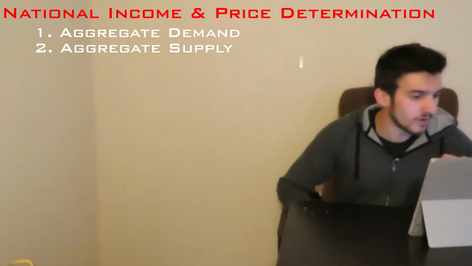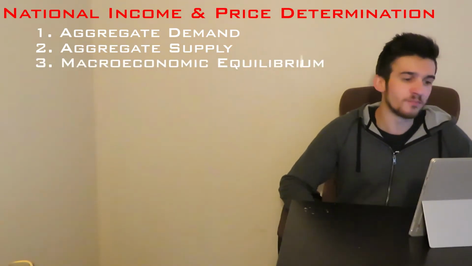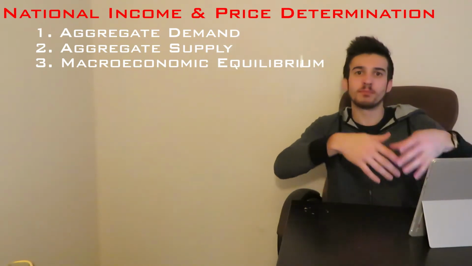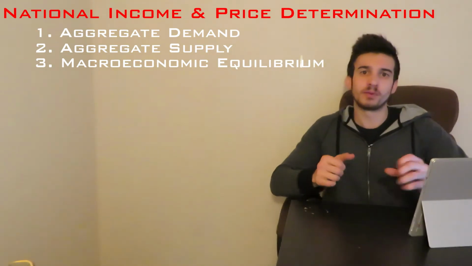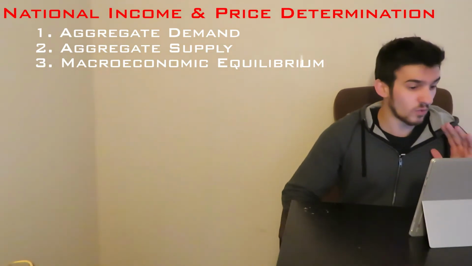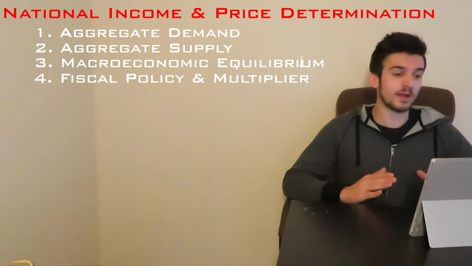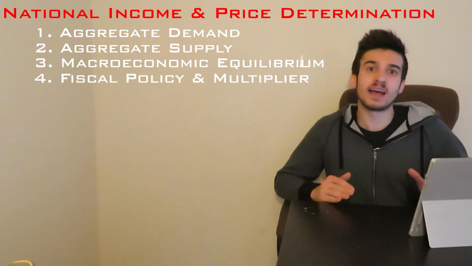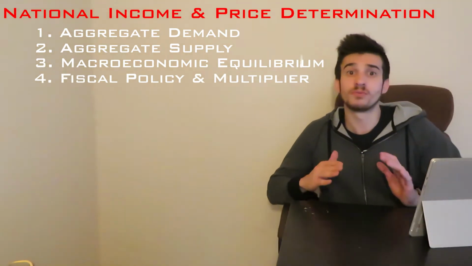From there, we're going to move on to macroeconomic equilibrium. This is where we're going to take our aggregate demand and both of our aggregate supply curves and plot them all onto one model. And our last topic of discussion for this unit will be fiscal policy and the multiplier effect. We're going to take a look at how exactly government intervention can affect an economy.